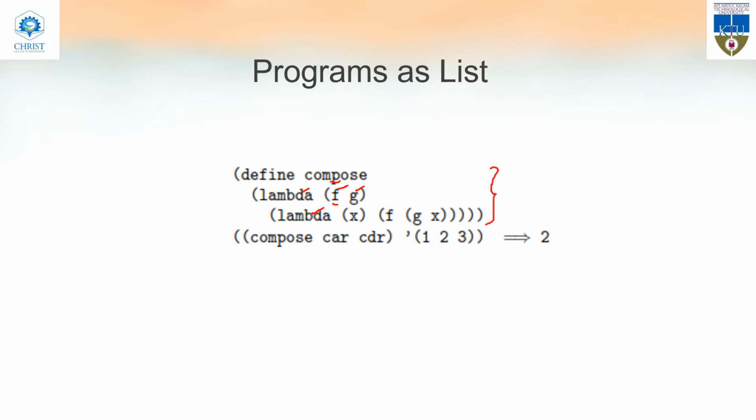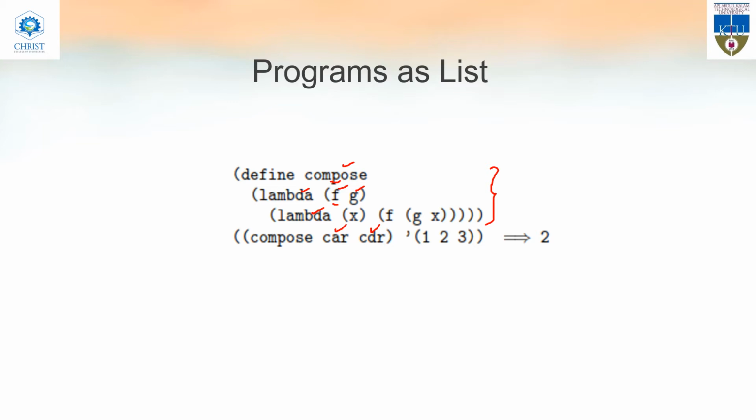Now we'll see how this gets executed. So this function is called as compose car cdr, and I am inserting a list. Here you can see that compose is a function name. The next thing that comes after compose will be the arguments of the function compose. For this compose there are two arguments, f and g. So car refers to f, and cdr refers to g.